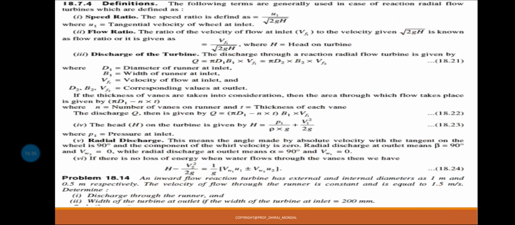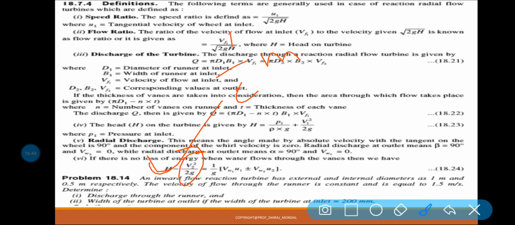So per unit weight means per mg. Ultimately the head we are counting is your potential energy per unit weight, and this one is your kinetic energy per unit weight. You know that it is half m v square, so at the outlet it should be half m v2 square divided by weight, that is mg. So m cancels out and it is 1 by 2g into v2 square. Okay, so I think it is clear.